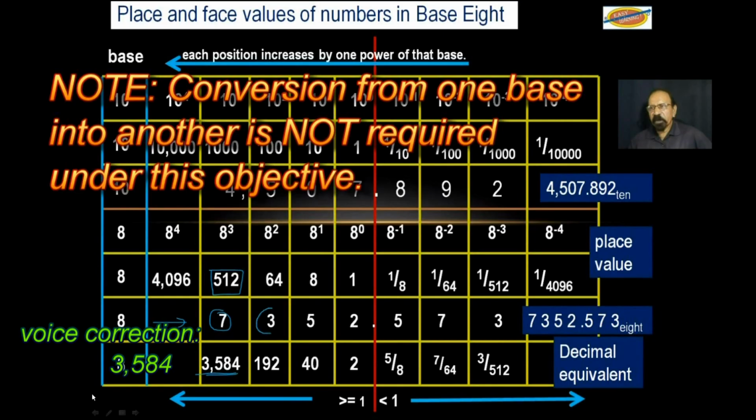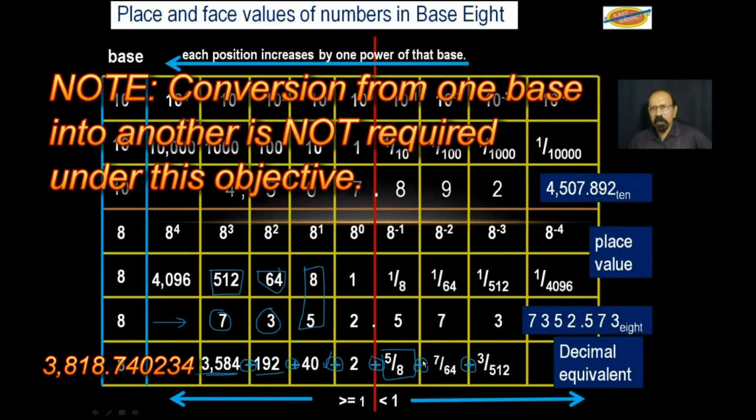We do the same thing with the 3, multiply that by 64, and we get 192. 5 times 8 would give us 40. 2 there. 5 times 1/8 will give us 5/8, and so on. And then we add them up. We add that to this, to this, to this, to that, to that. And whatever we get, that is the base 10 equivalent.